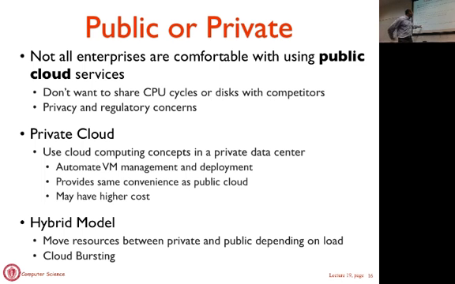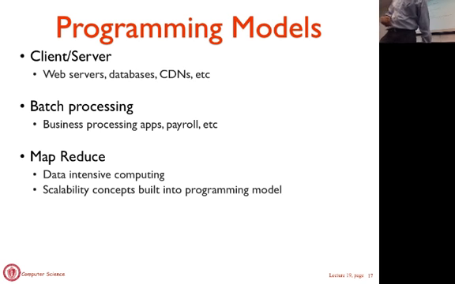Okay? This is referred to as a hybrid cloud where you move resources between private and public depending on load, and there are mechanisms designed to do that. Those mechanisms are referred to as cloud bursting, where when you have a burst of workload, you actually go into a public cloud. Okay? So there are these hybrid models that are also emerging. You hear about hybrid clouds when you look at some of the press or news sites and so on.